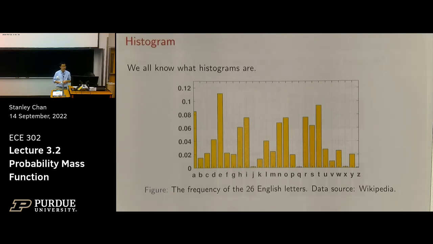But this histogram is not quite the same as the following histogram. Let's say you throw a die 10 times, and then you record the number. It could be 1 to 6. If the number is 1, you go to the bin of 1 and add a ball. And then you start to build a histogram. How will the histogram look when you have only 10 dice throws?